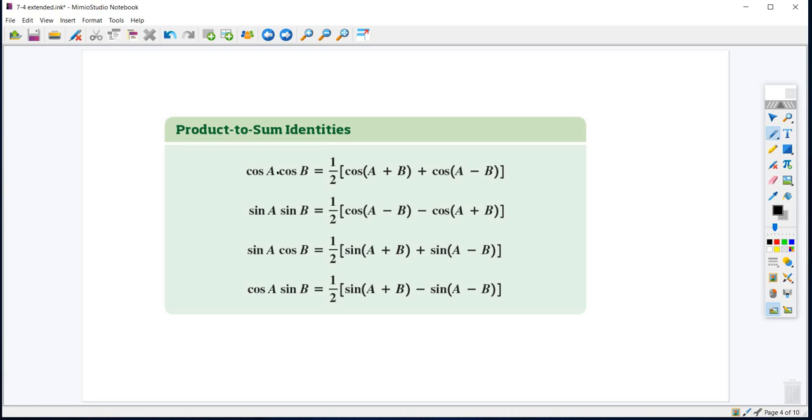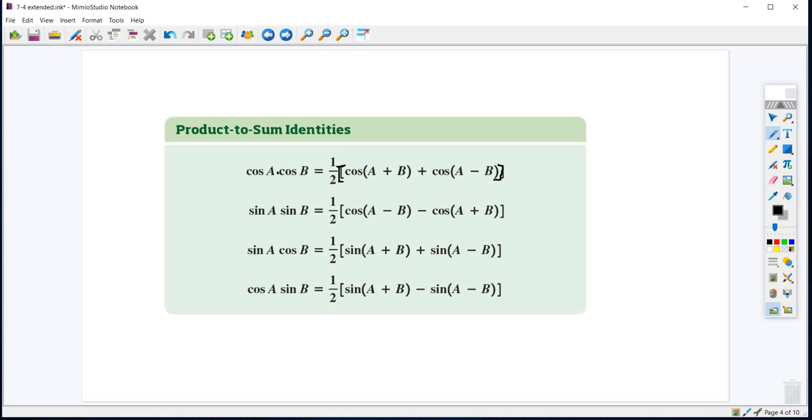And cosine A plus B plus cosine A minus B. So the important thing that you should be looking at here, we have brackets here. That means the 1 over 2, the coefficient will affect everything inside. So make sure you have this cosine A plus B plus cosine A minus B together in the very first formula. And same thing for the others, as you can see here.